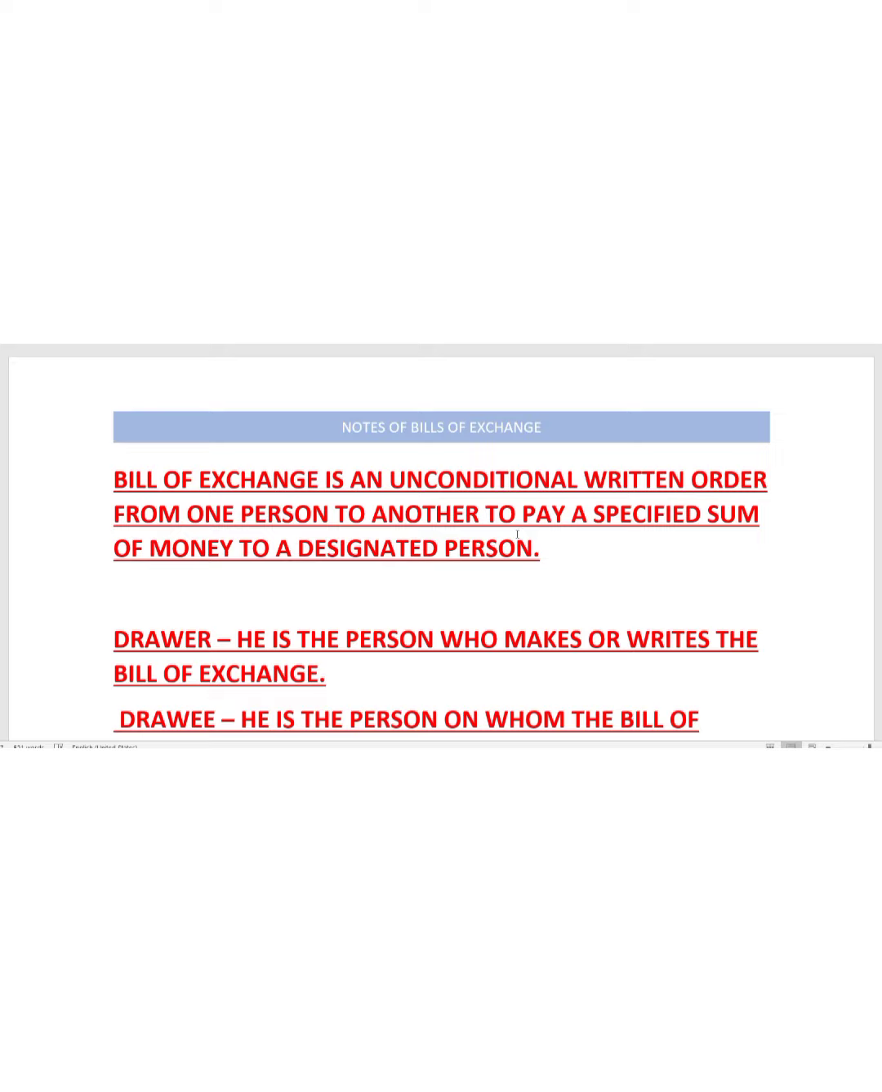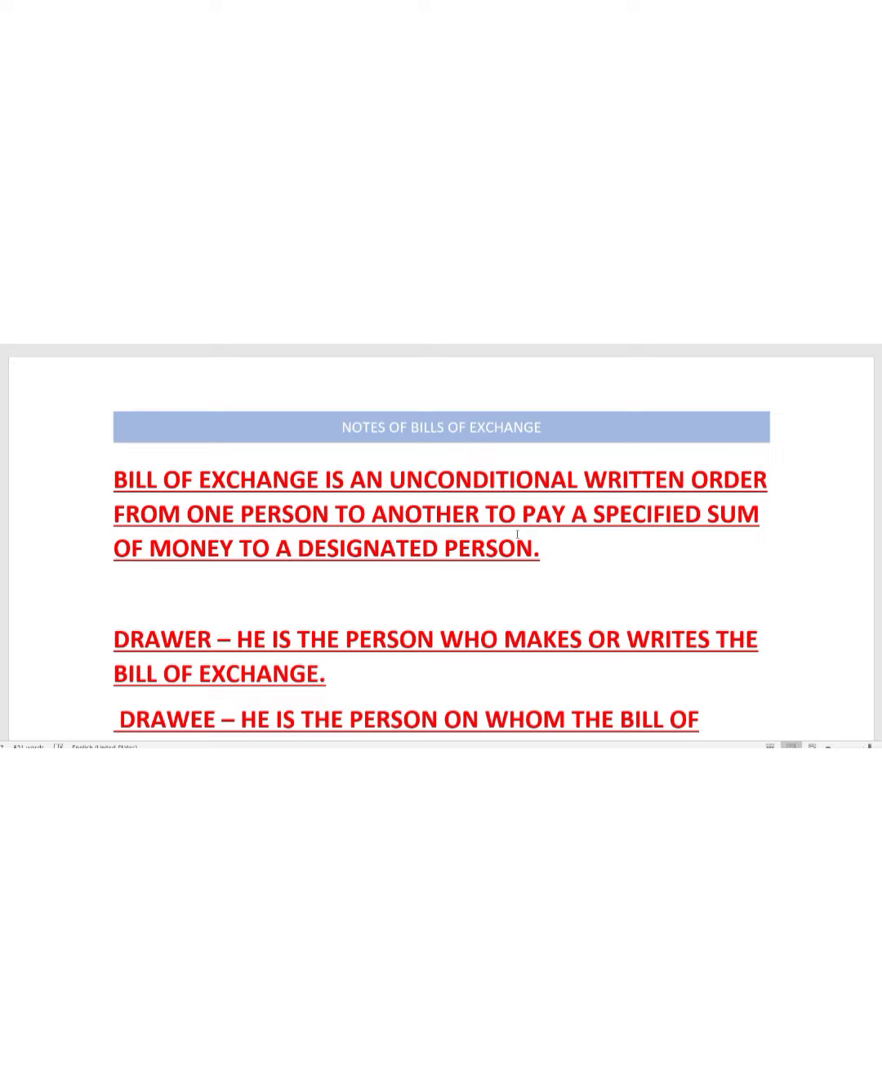Suppose a person has purchased goods from another person. Okay, suppose if I take two names, Rohit and Rahul. Rohit has purchased goods from Rahul on credit. So Rohit has to give the money to Rahul for the goods he has purchased. So what is happening?